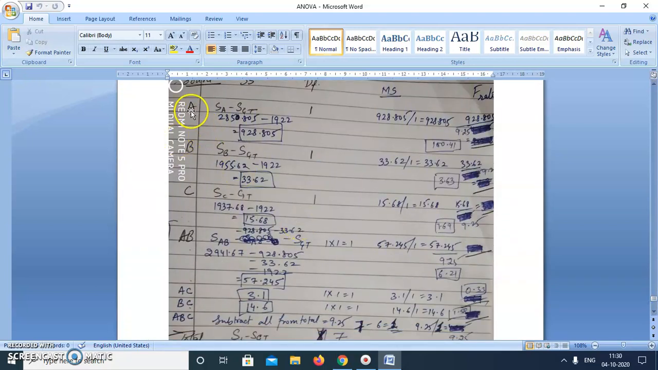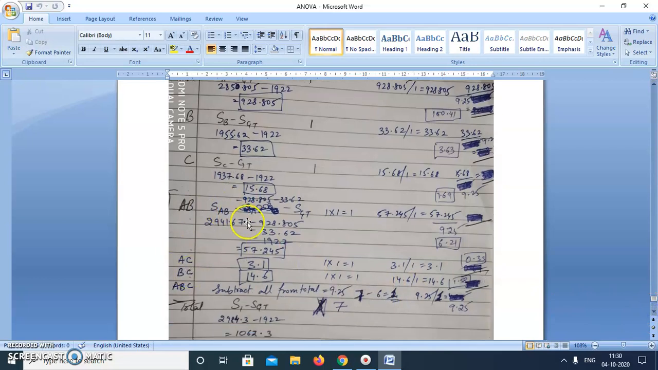Okay, now this is the effect of A. This is sum of squares, degree of freedom, mean square, and F ratio. Now for sum of squares of A, we'll have to subtract grand total SGT from SA, similarly SGT from SB, SGT from SC. Now I have shown you the calculation for AB and we got the value 2941.67. Since it is AB, we have to subtract the effect of A and effect of B and grand total, and we'll get the interaction effect of AB.